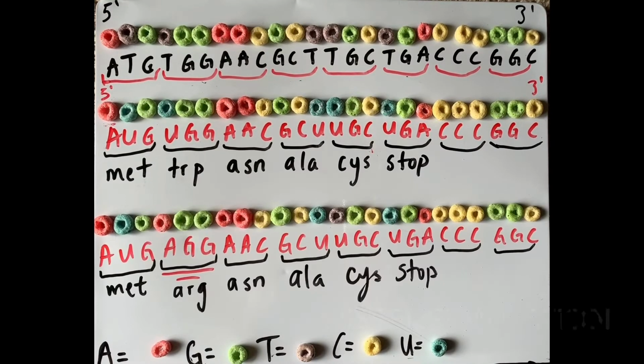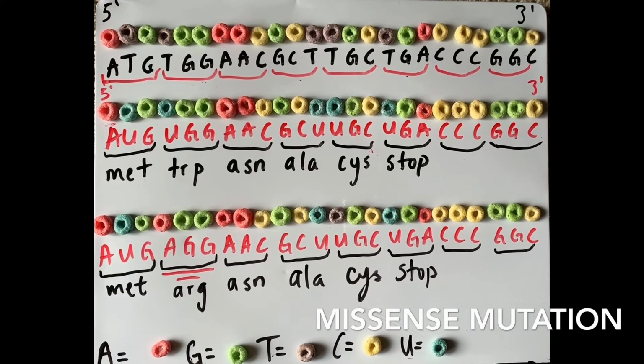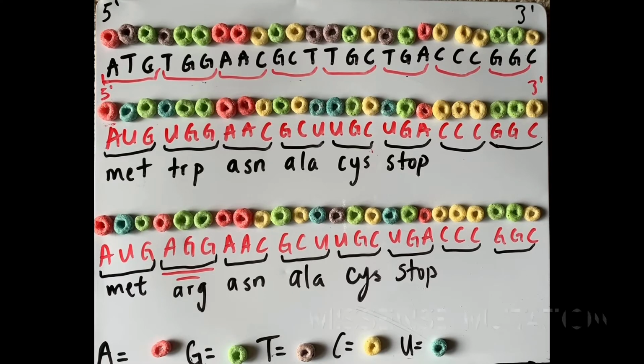A missense mutation is a single base mutation that results in the change of a previous amino acid to a different new amino acid. So here, what I have done, and I have indicated it with this, is that my UGG has changed to an AGG, which codes for a different amino acid. So the blue Fruit Loop has changed to a red Fruit Loop, causing the codon to change to a new amino acid. So instead of tryptophan, it's now arginine. And this is called the missense mutation, like I said earlier.